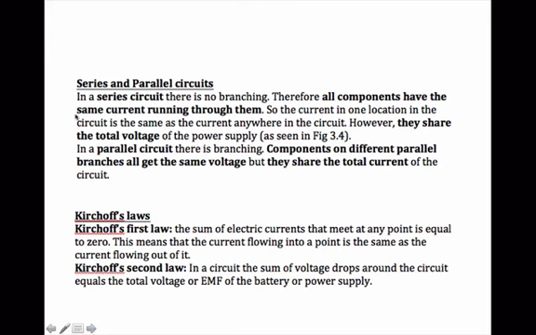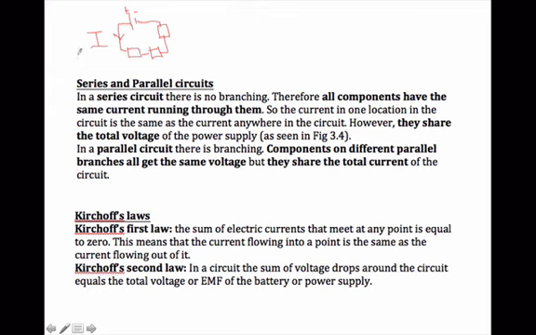Alright, so that gets us to series and parallel. In a series circuit, there's no branching. So an example of a series circuit would be something like this. I've got my resistor here, I've got another resistor here, and why not just put a third one in, complete my circuit. It's the positive side of my battery, that's my negative, so I know my current is flowing in this direction. And I've got my 3 resistors connected in series.